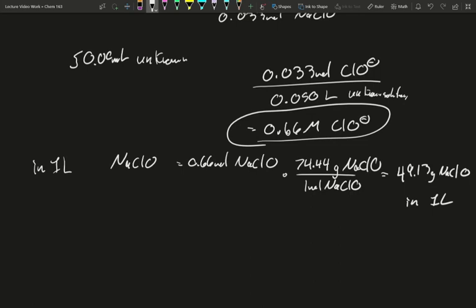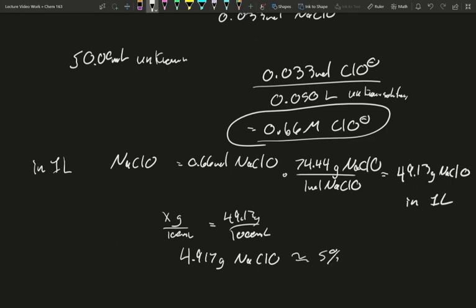And if we think about weight percents, well, it's grams over 100 milliliters, and presently we have 49.13 grams over 1,000 milliliters. So really it's just shifting a decimal: 4.917 grams of sodium hypochlorite, which, yeah, is approximately 5%.